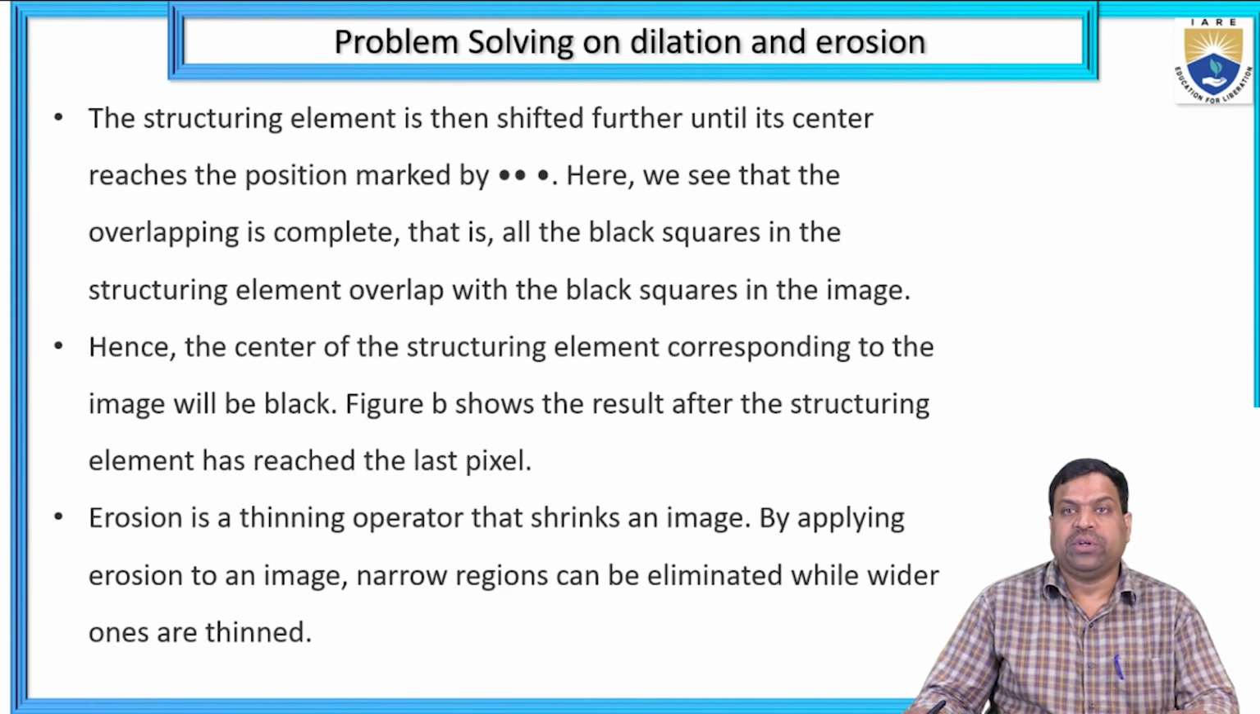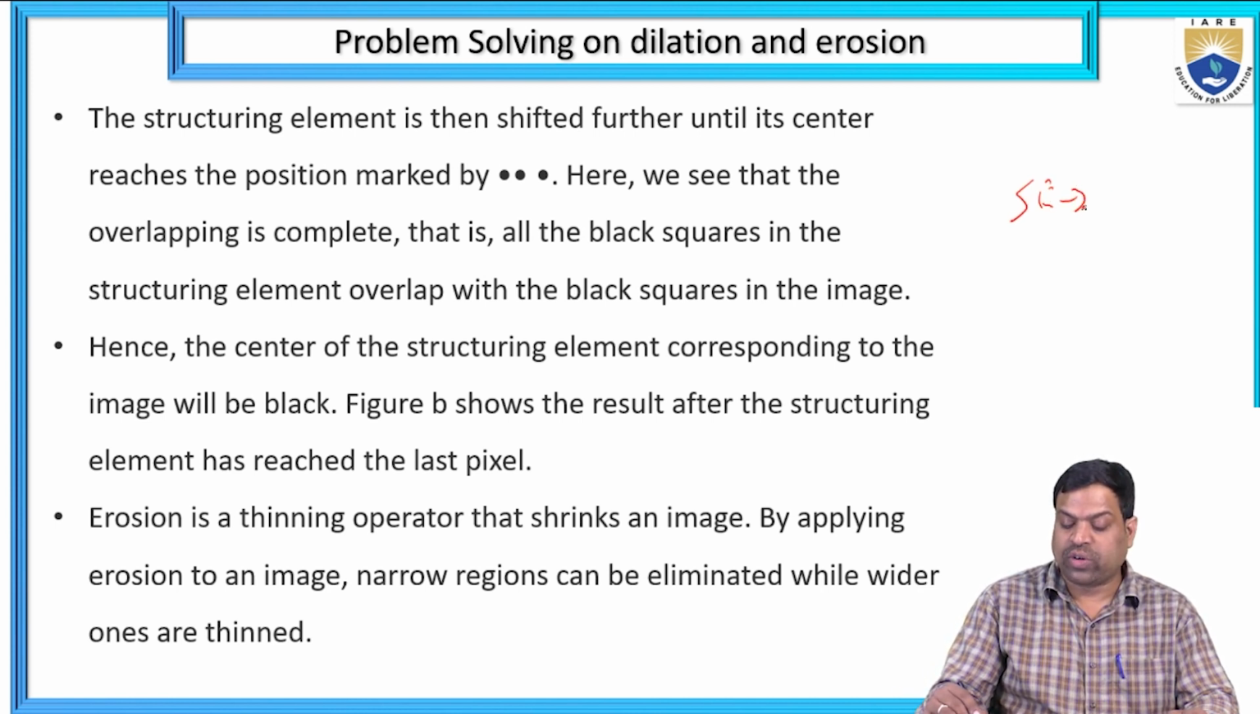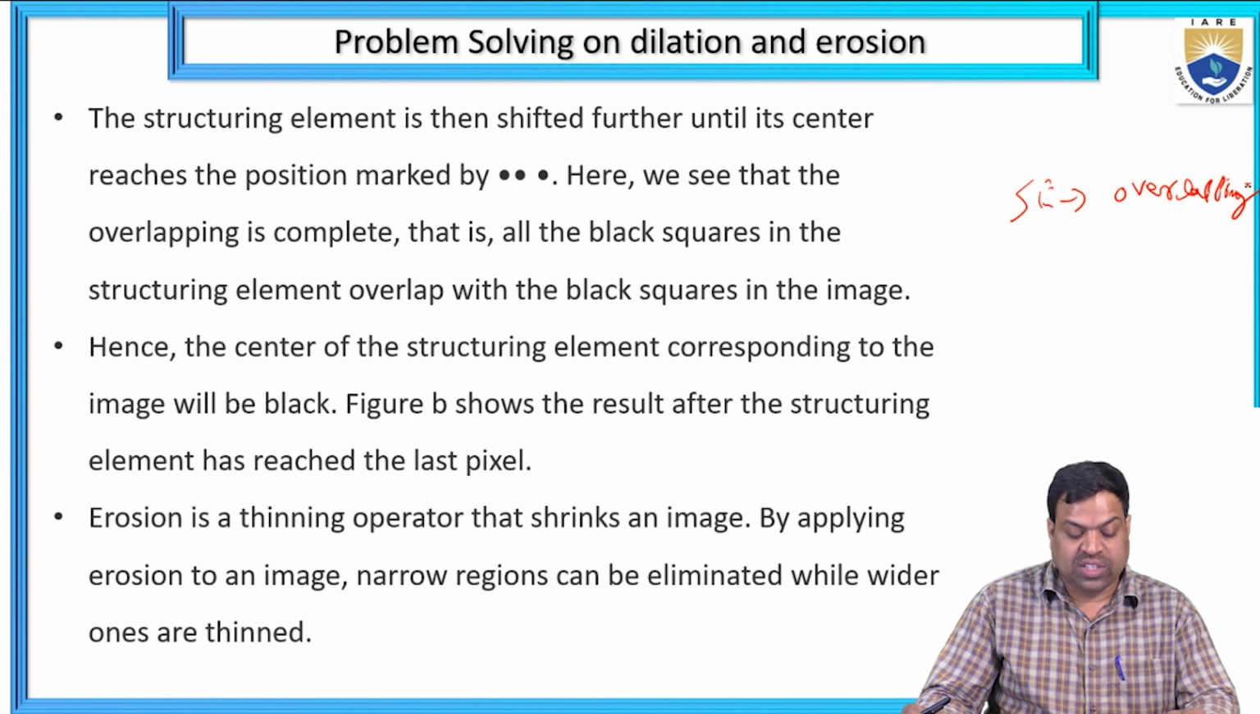The structuring element is then shifted further until its center reaches the marked position. Here we see that the overlapping is complete, that is, all black squares in the structuring element overlap with the black squares in the image. The center of the structuring element corresponding to the image will be black, and the structuring element has reached the last pixel.